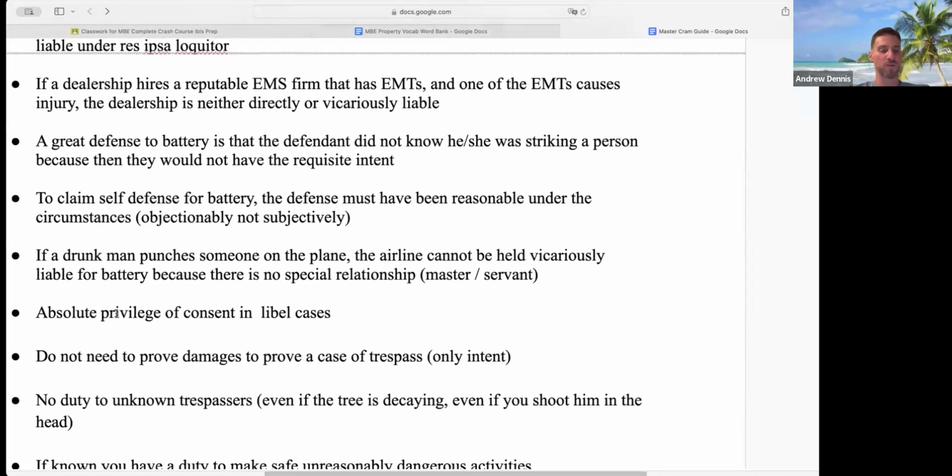There's an absolute privilege of consent in libel cases. So, if you are at an interview and they ask you about why you got fired at the job, and then they consent to asking you and you tell them, then that would not be liable.